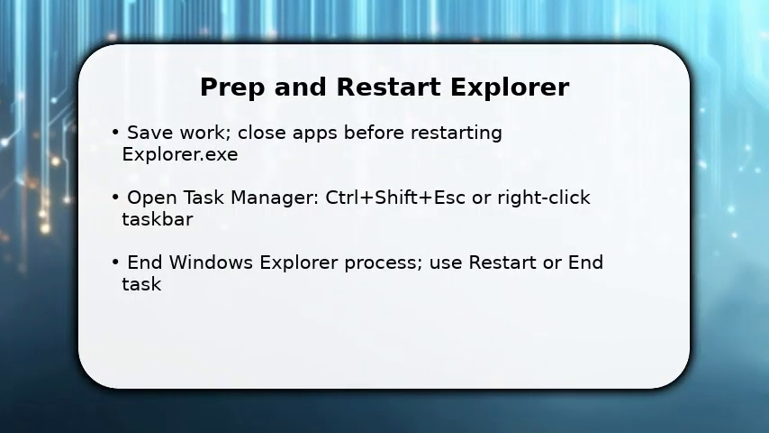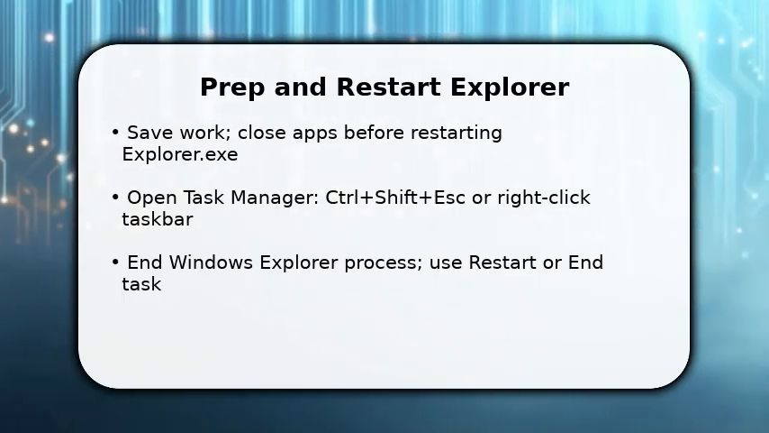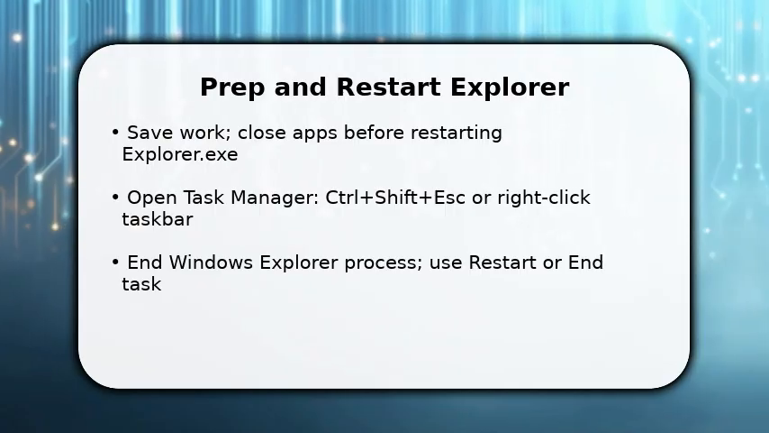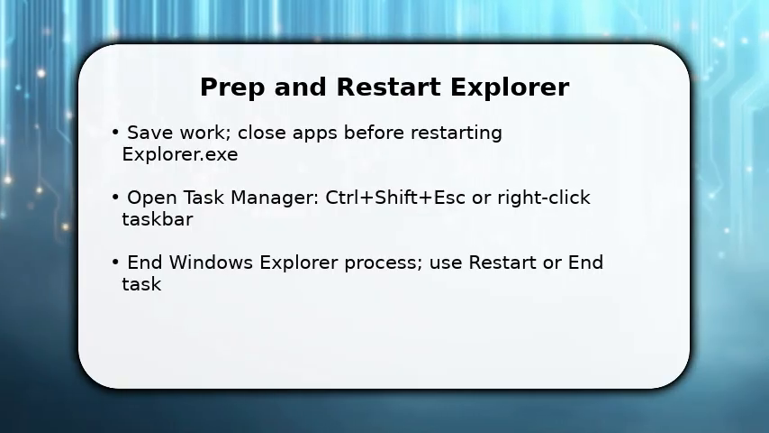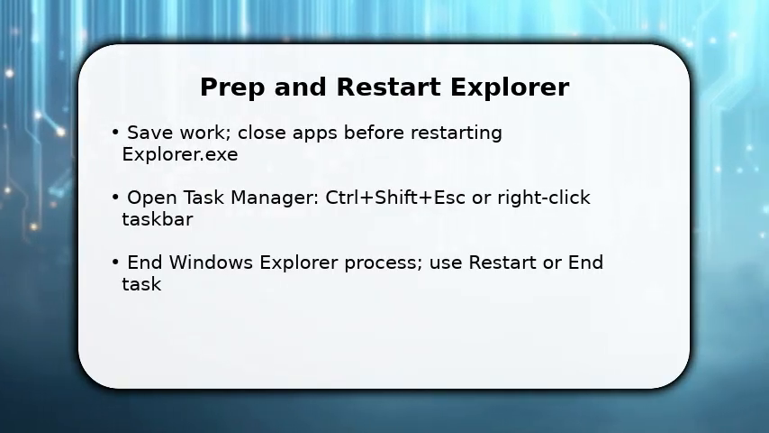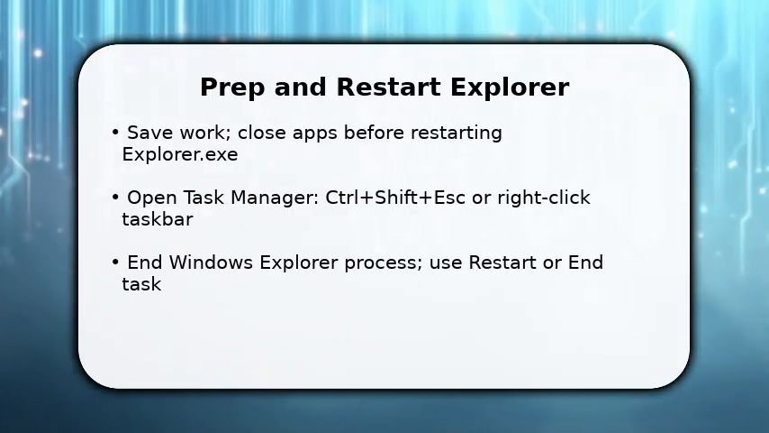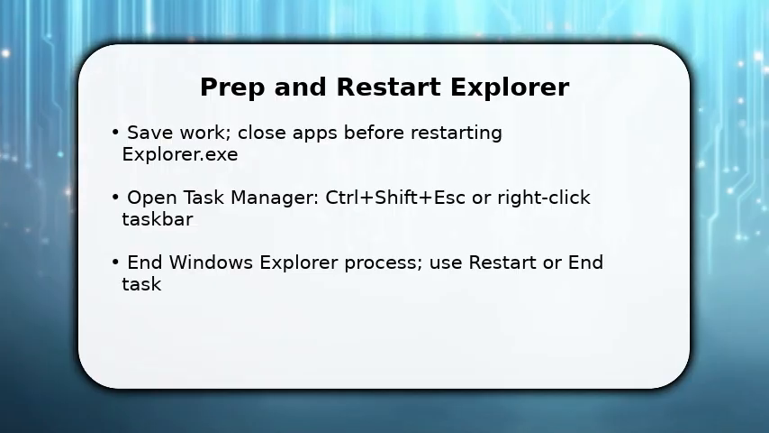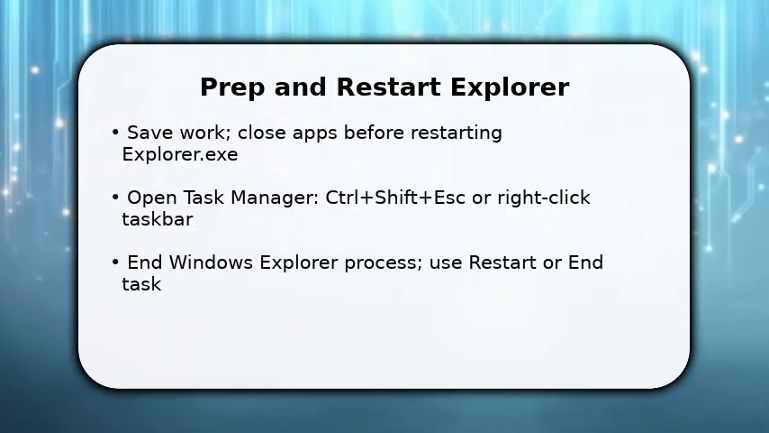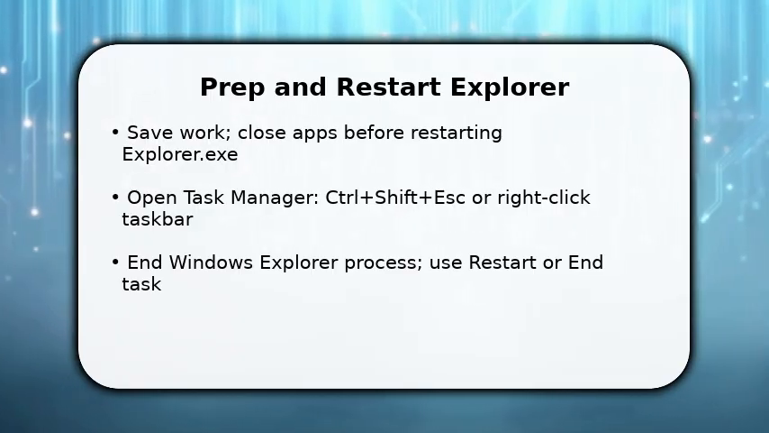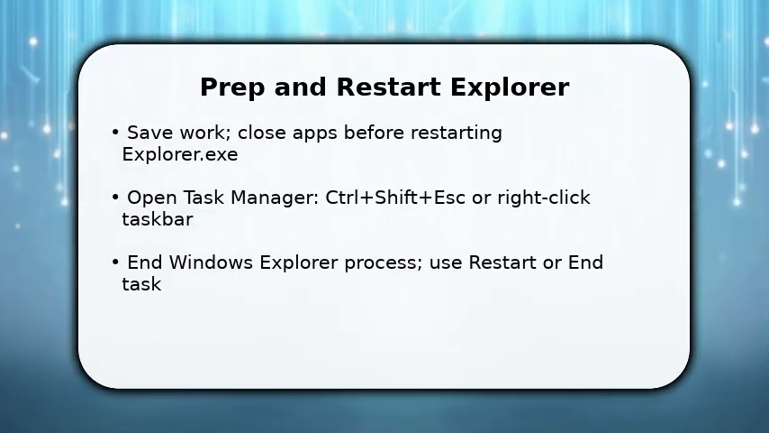You'll begin by preparing the system and restarting Explorer.exe to restore File Explorer quickly. First, save your work and close apps so no data is lost. Then open Task Manager with Ctrl+Shift+Esc or right-click the taskbar. That's faster. Once there, find Windows Explorer in Processes, select it, and click Restart or choose End Task, and then File, Run New Task to launch explorer.exe. This resets the shell without a full reboot and often brings back missing File Explorer functionality.